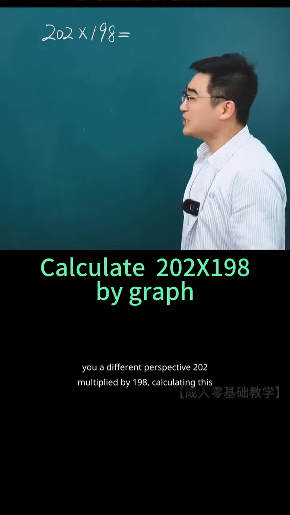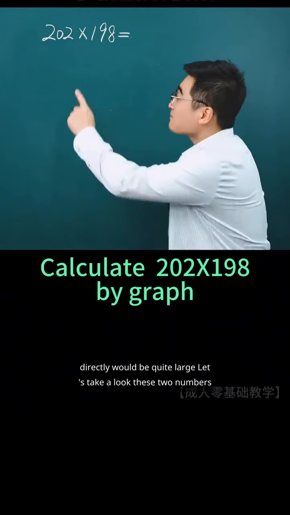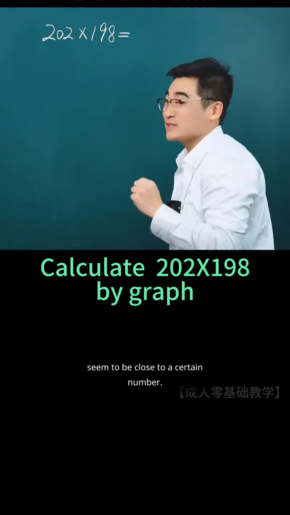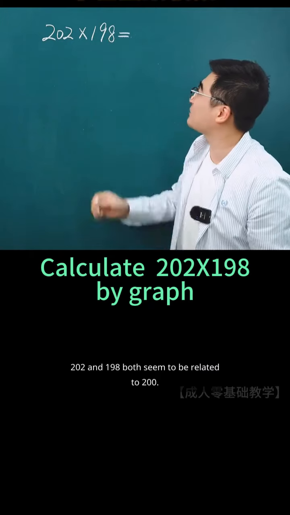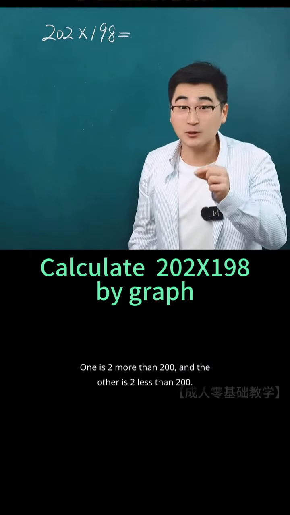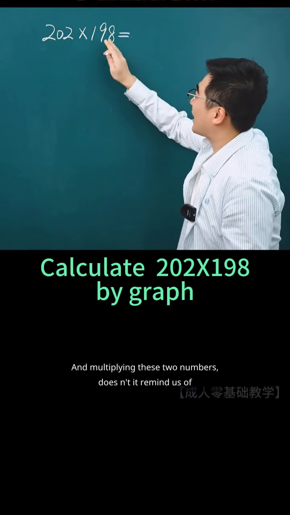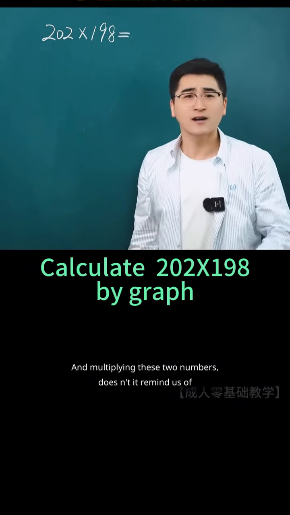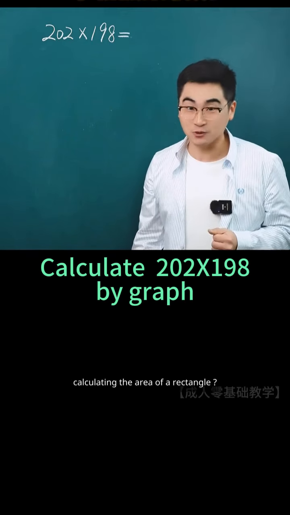202 multiplied by 198, calculating this directly would be quite large. Let's take a look. These two numbers seem to be close to a certain number. 202 and 198 both seem to be related to 200. One is 2 more than 200, and the other is 2 less than 200. And multiplying these two numbers, doesn't it remind us of calculating the area of a rectangle?